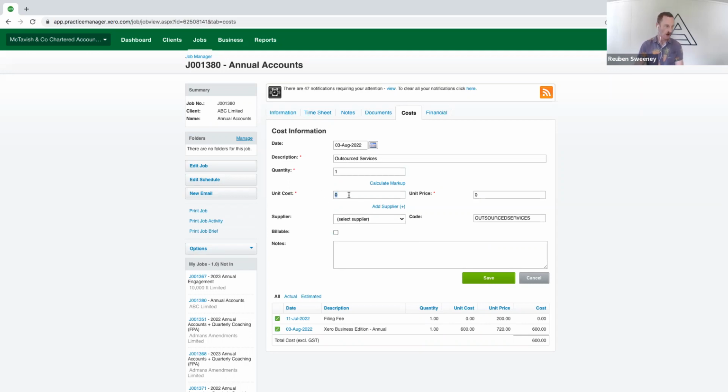Now, that should be visible. That's okay. Unit cost. This is direct cost to you. So this is what you're being charged by the outsourced service provider.